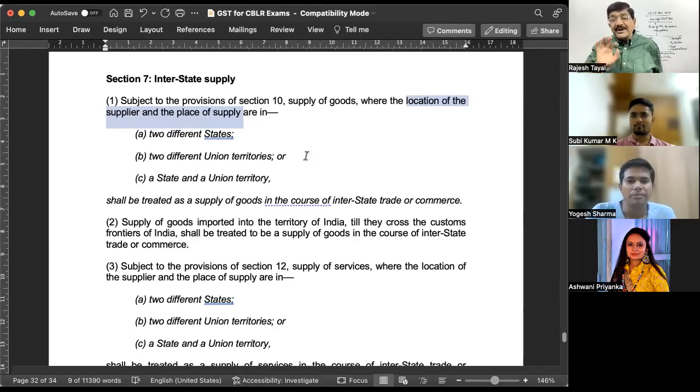Common mistake committed by many people. We're not talking about the place of business. The wordings are location of the supplier and place of supply. These are very specific wordings. Location of supplier and place of supply.